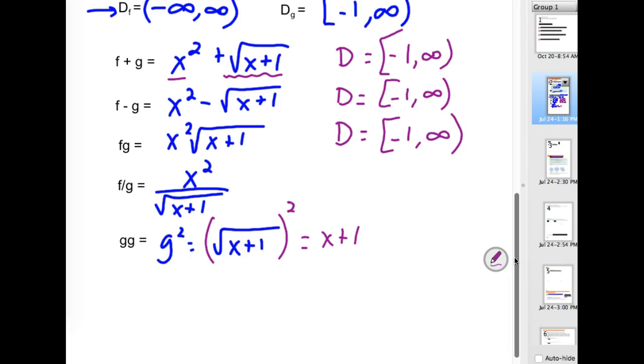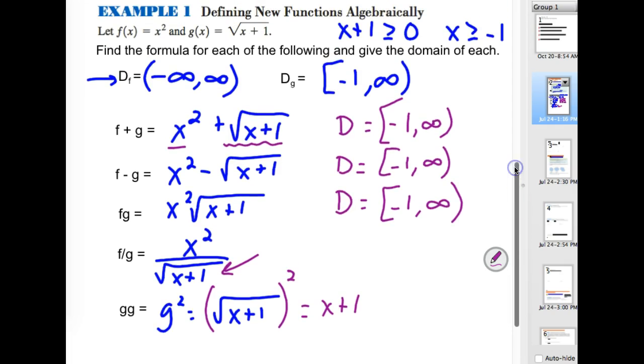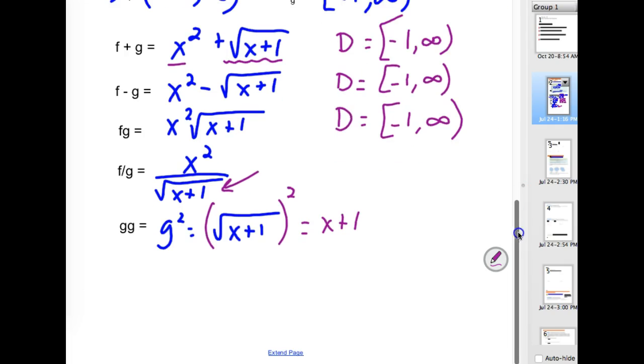But with the division one, we have an extra issue. Because g of x is now in the denominator, we can no longer have that be 0. So when we first looked at the domain of g up here, we said that x plus 1 had to be greater than or equal to 0, so x had to be greater than or equal to negative 1. But if we put a negative 1 in here, it's going to create a 0 in the denominator. So my domain for the division one is a little altered. We have to actually be greater than negative 1 for that to work.